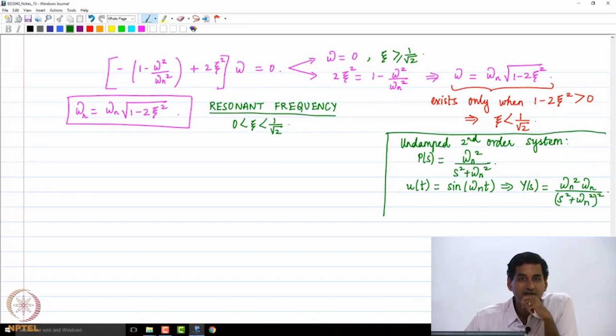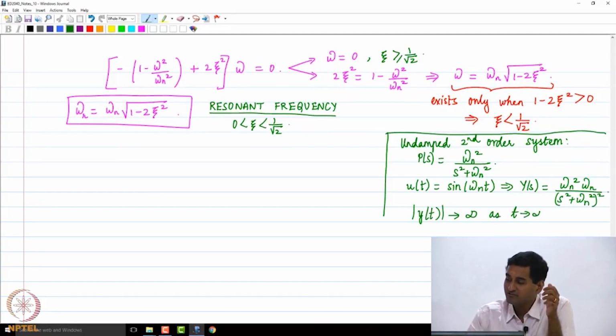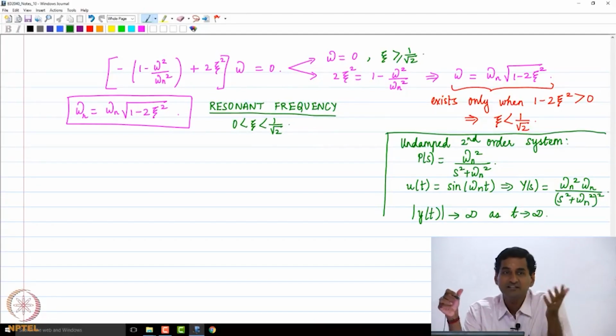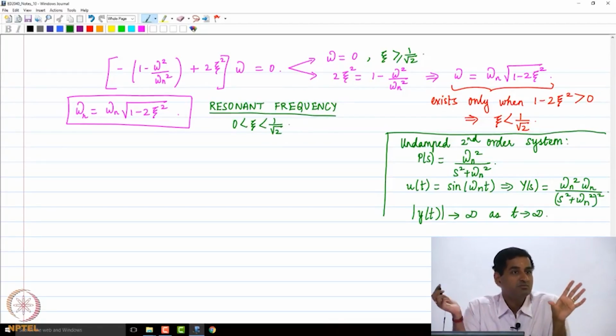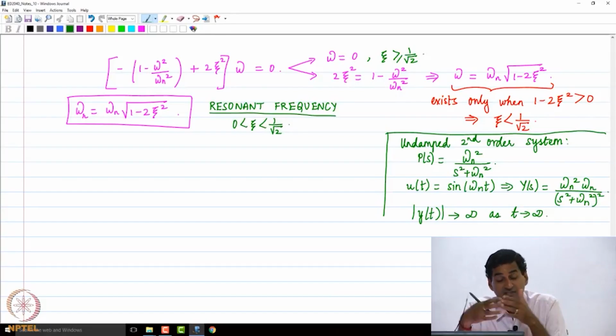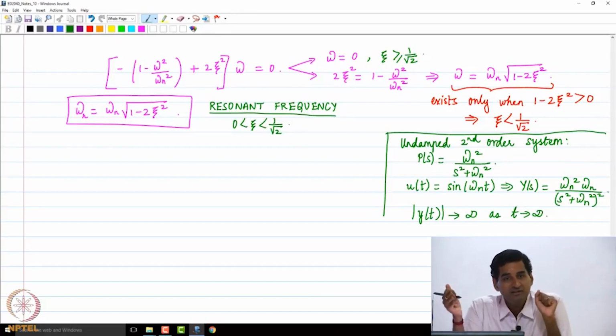What would happen once I have s squared plus omega n squared whole square? I'm going to have a t sin t or t cos t term. So consequently, what will happen to the magnitude of y of t? It will go to infinity as t tends to infinity. So this is another visualization of a natural frequency. That is, if you have an undamped second order system and you give an input which has a frequency equal to the natural frequency, the output will just explode to infinity. That's natural frequency. That was the first term.